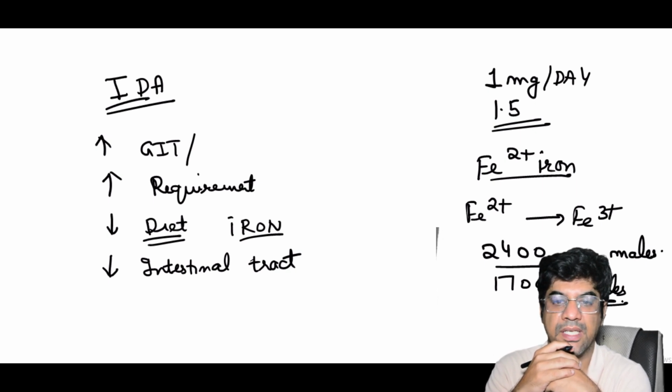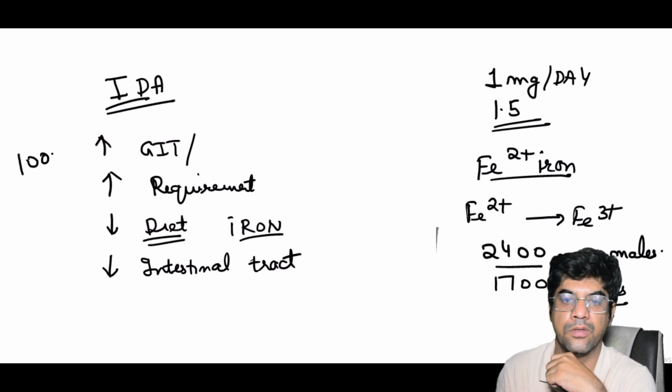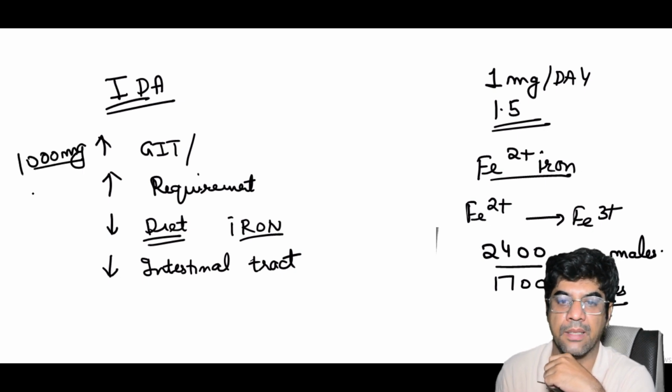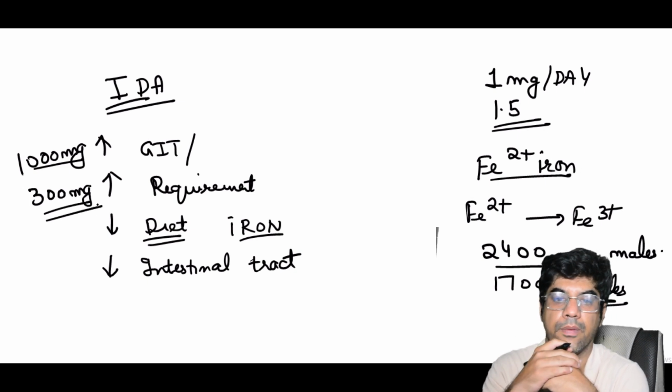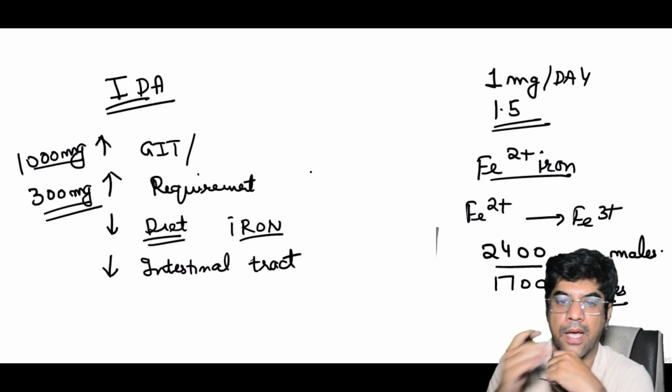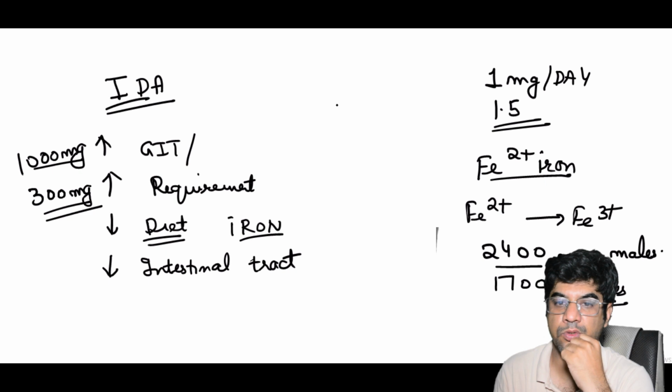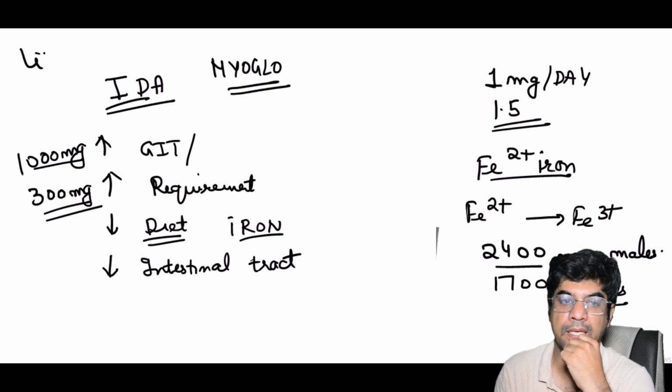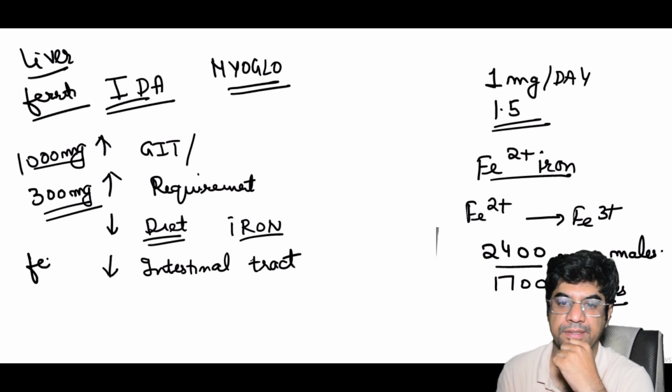The reticuloendothelial cells store around 1000 milligram of iron in the male and 300 milligram in the female. The iron, remember, is used in the tissue for myoglobin and various enzymes, and it is stored in the liver as ferritin, or a complex known as the ferritin apoferritin complex.